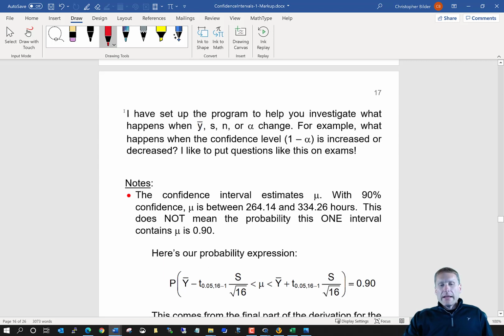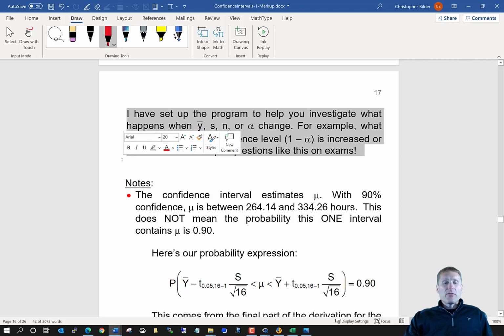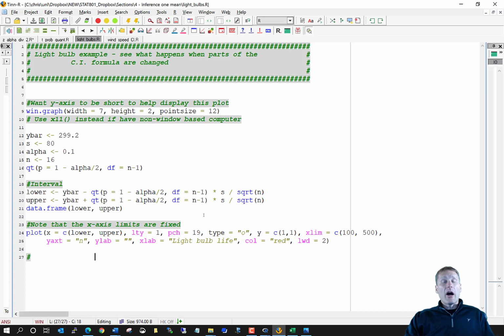Now, I have set up our program to help you investigate what happens when you change maybe y bar, or maybe you change the sample size, and then the corresponding plot will update relative to that. I expect you to go to this program and do some investigation so that you can start getting an intuitive feel for what will happen. So we'll step through an example here.